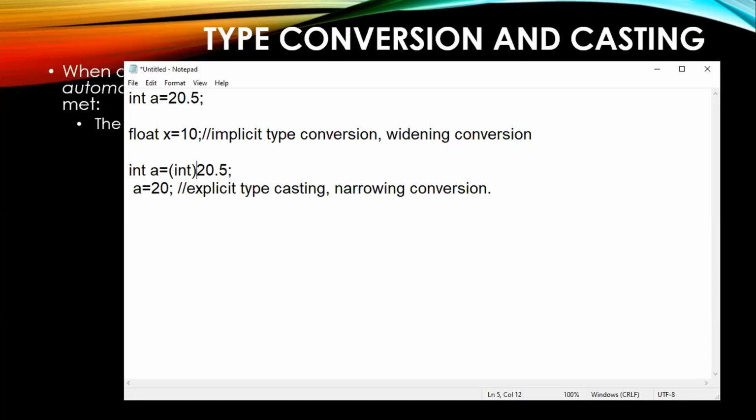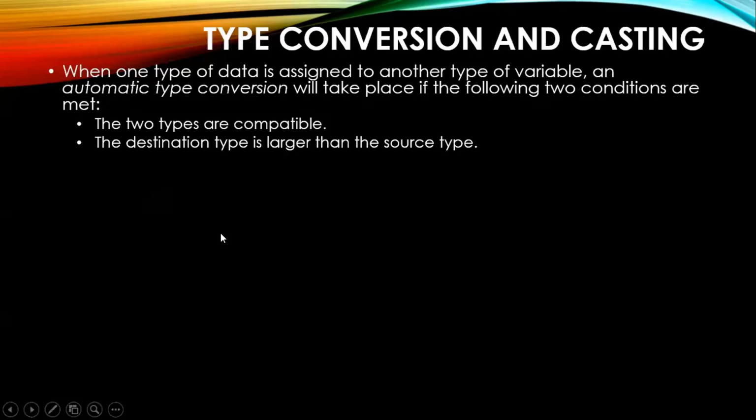Hope that is clear, implicit and explicit now. Implicit means when one type of data is assigned to another type of variable, an automatic type conversion will take place if the following two conditions are met. First, the two types are compatible. That means a Boolean value you cannot put into an integer, right? The two types should be compatible. You can put a float into an int, no problem.